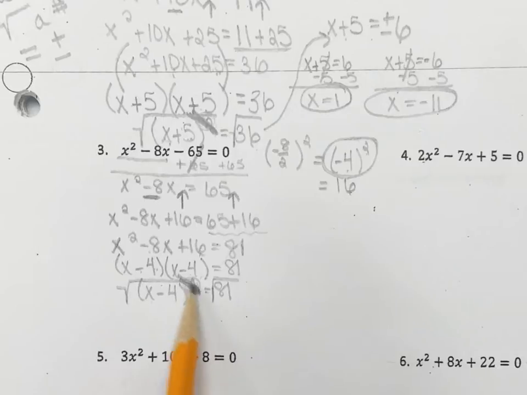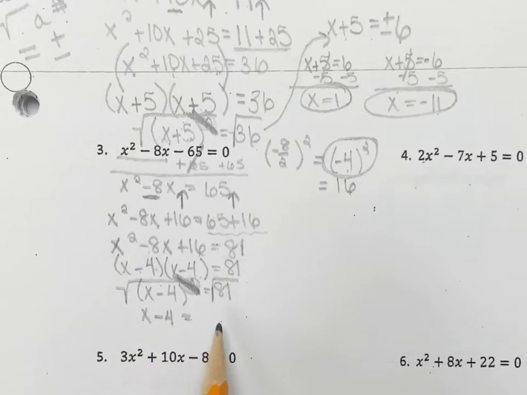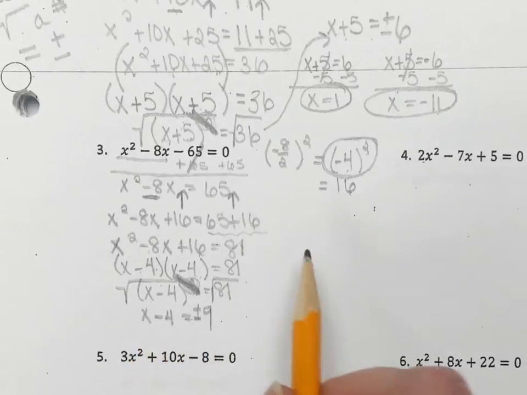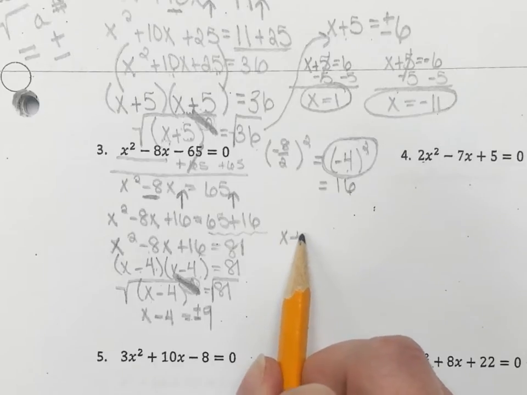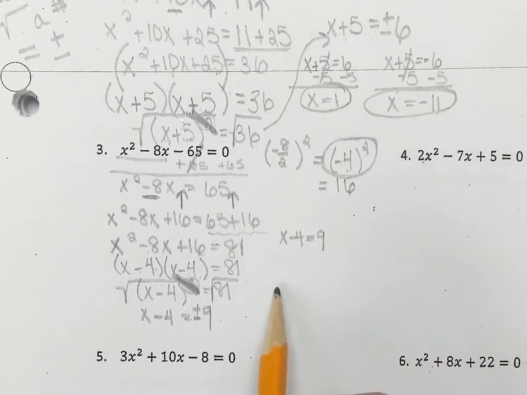All right, these two cancel each other out because they're opposites. So I've got x minus 4 left. And what's the square root of 81? It is 9, but make sure when you take the square root, it is plus and minus. I think I had 2 people that said that out loud. Very nice. So now you got 2 answers. You got x minus 4 equals 9. And you got x minus 4 equals negative 9.